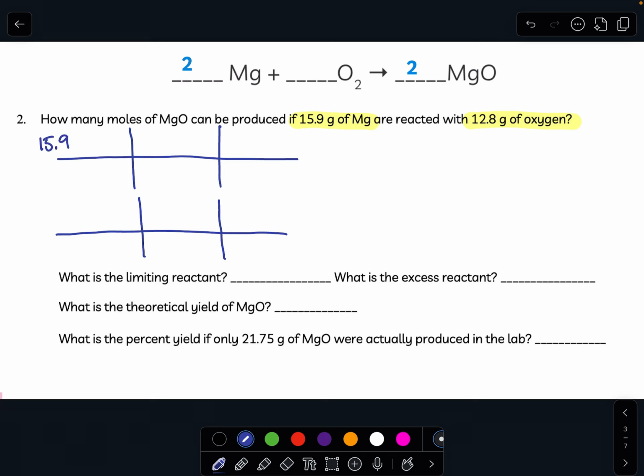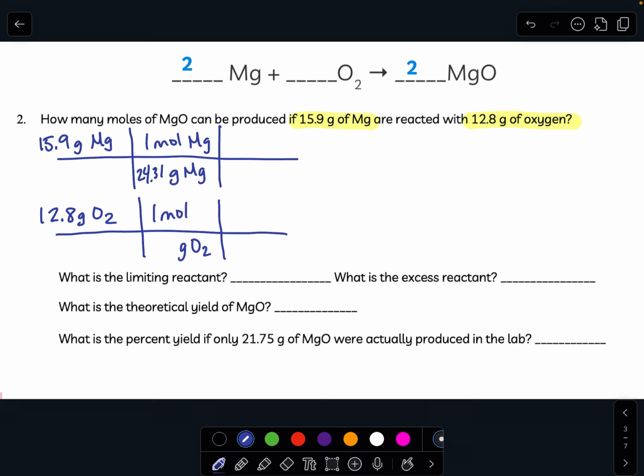So if I have 15.9 grams of magnesium and then 12.8 grams of oxygen, I know that if I have grams on top, I have to have grams on the bottom. So my first step is just going to be to convert from grams to moles. So I'm going to look at my periodic table. I'm going to get my molar mass, and I'm going to plug that in for my grams. I'm going to do the same thing for the oxygen.